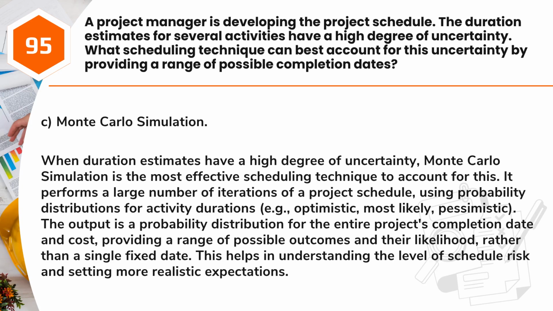Answer: C. Monte Carlo Simulation. When duration estimates have a high degree of uncertainty, Monte Carlo simulation is the most effective scheduling technique to account for this. It performs a large number of iterations of a project schedule, using probability distributions for activity durations, e.g., optimistic, most likely, pessimistic. The output is a probability distribution for the entire project's completion date and cost, providing a range of possible outcomes and their likelihood, rather than a single fixed date. This helps in understanding the level of schedule risk and setting more realistic expectations.